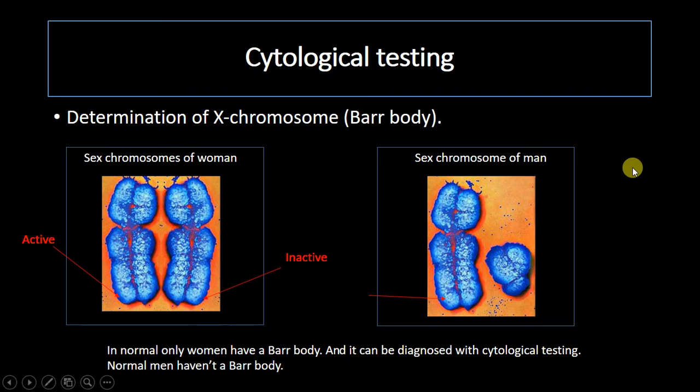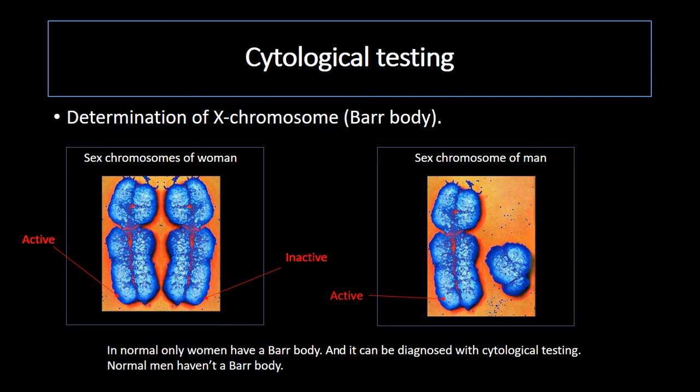So, how do you think, the sex chromosome of men is XY, and is the X chromosome of the man active or inactive? I give you some seconds to think about these questions. So, X chromosome of the man, active or inactive? And I give you the right answer, the X chromosome of the man is active.